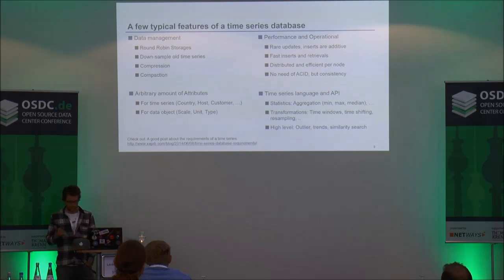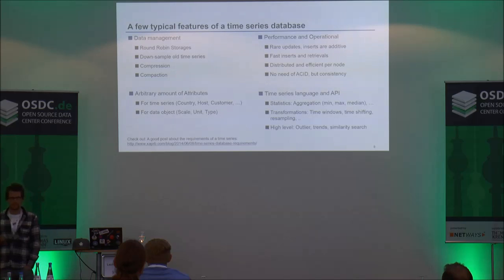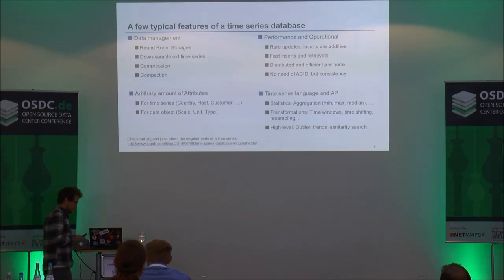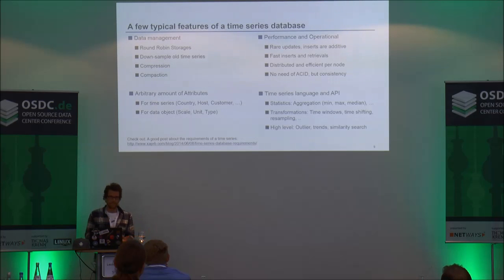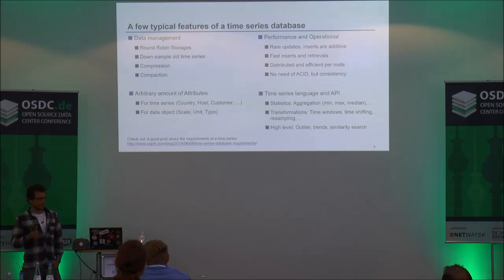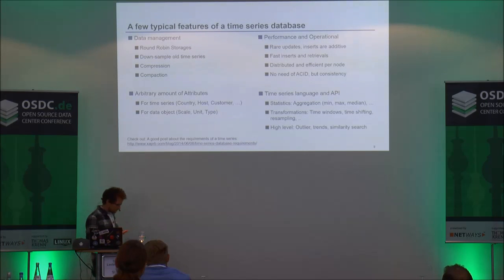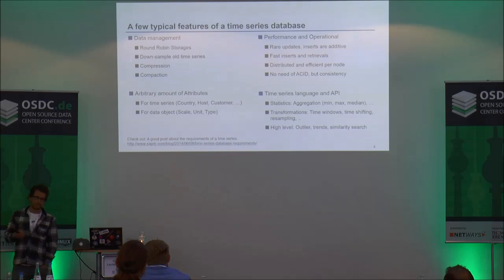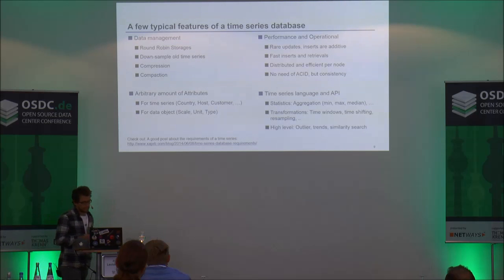As mentioned, attributes are important to describe the time series, to give them a context. For example, the time series from that measurement are collected during a load test. Or you have to define which host, which process, which type, or even for the data object itself. So what is the scale, the unit, and where does the data come from? For example, is it collected from the operating system or from JMX?